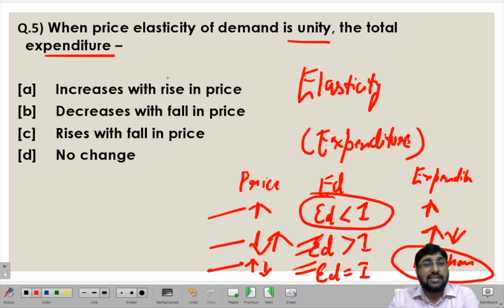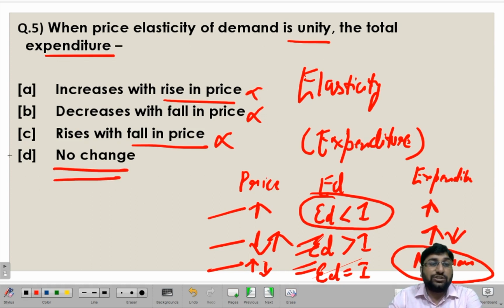Let us have a look at the question once again. When price elasticity of demand is unity, the total expenditure will... Now you already know that if the price elasticity is 1, the total expenditure is not going to change. Let us have a look. Increase with rise in price? No. Decrease with fall in price? No. Rises with fall in price? Again, no. No change. So no change is the answer, because whatever be the change in your price, there will be no change in the total expenditure. So you can see that if you are clear with the concept, whether it be your graphical representation or your expenditure method, it becomes much easier for you to solve this question.